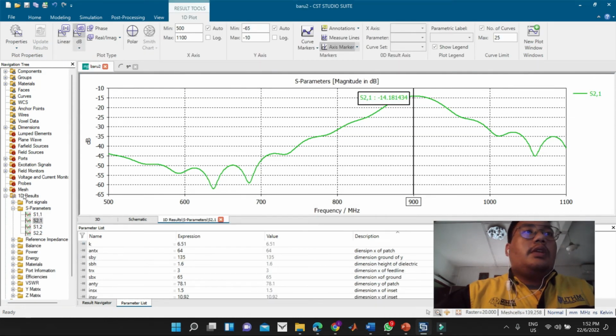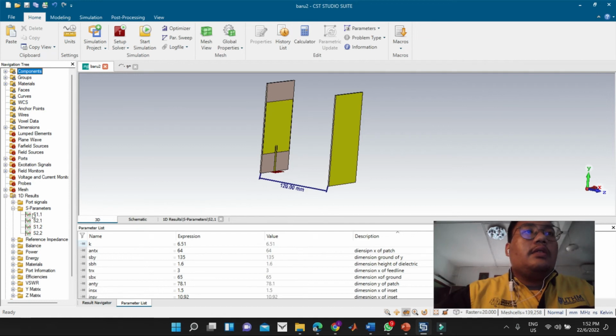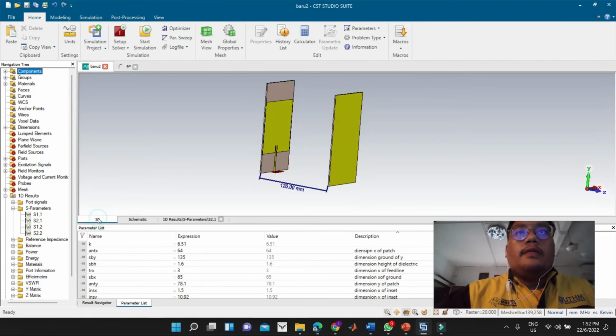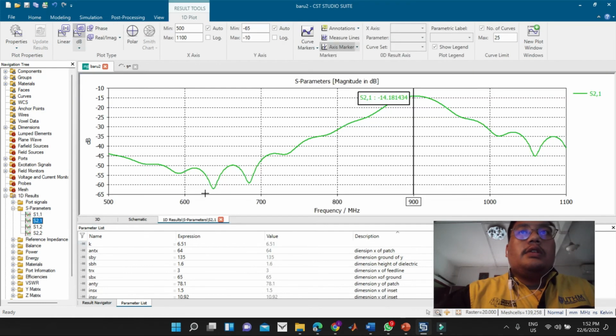So after we simulate the antenna, we go to the S21 to know the power transmission efficiency. For around 12 centimeter, the power transmission efficiency is around negative 40.18. So this means that in the range of 1 centimeter until 12 centimeter, it is not performed because it is below negative 11 dB.